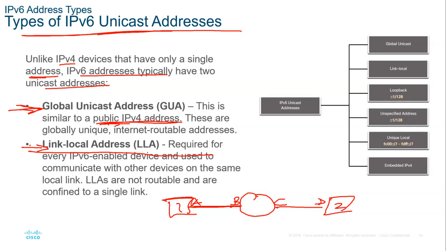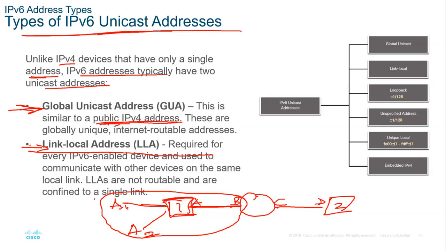Or they can be used locally in scenarios where you have a switch. Let's assume that this is a switch and you have computers like this. Here you have A1, you have A2. The link local address assigned here can be used to reach A2, it can be used to reach B on this side. So this is used locally. Link local addresses are not routable and are confined to a single link, which is this.